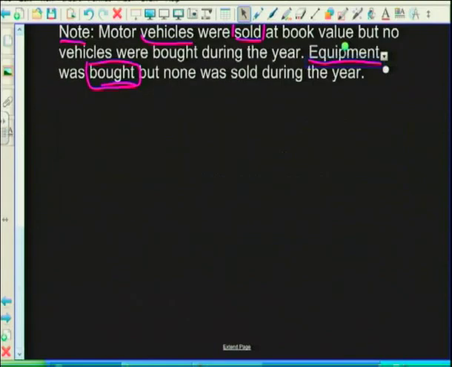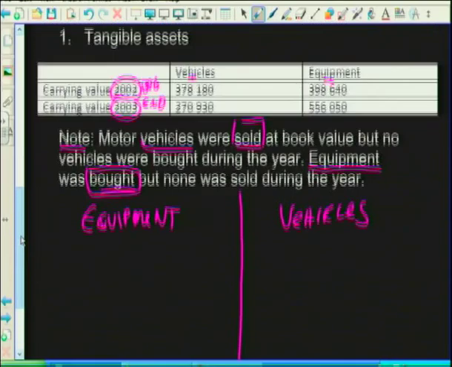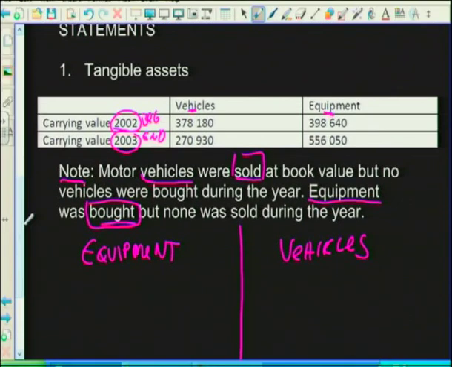Right, let's now try and calculate. As far as equipment is concerned, we've made a purchase. So I'm just going to draw my equipment so I can do my calculations. And then I've got vehicles. There was obviously a sale. Right, back to the information they're giving me. They are giving me tangible assets for vehicles and equipment, not the cost, but rather the carrying value.